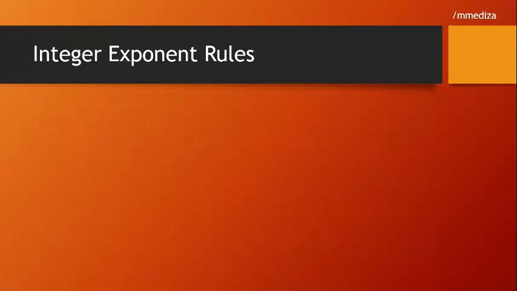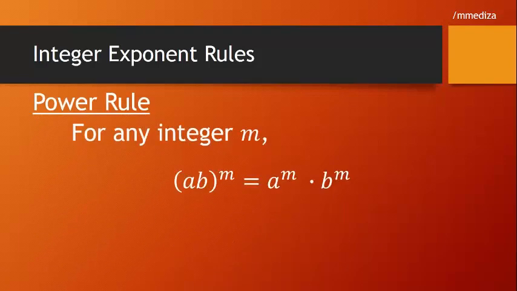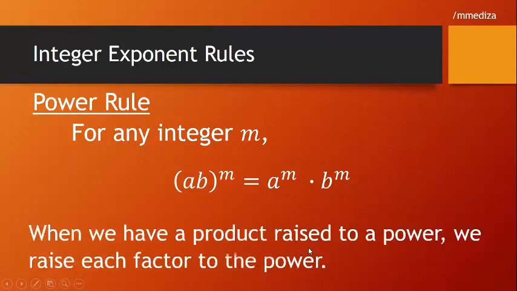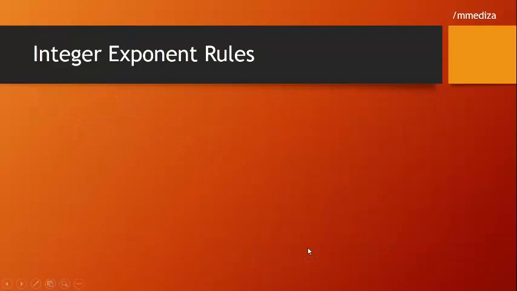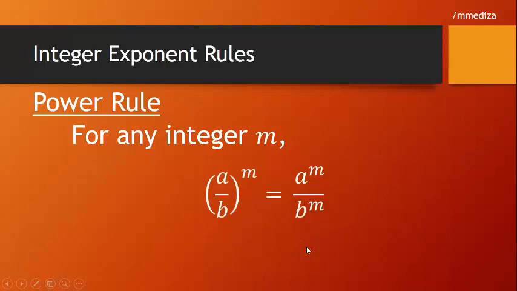How about when the product of two bases is raised to an exponent, such as ab raised to m? That will be equal to a raised to m multiplied by b raised to m. When we have a product raised to a power, we raise each factor to the power. Another power rule is when we have a quotient raised to a power. We raise both the numerator and the denominator to the power, such as a raised to m over b raised to m.